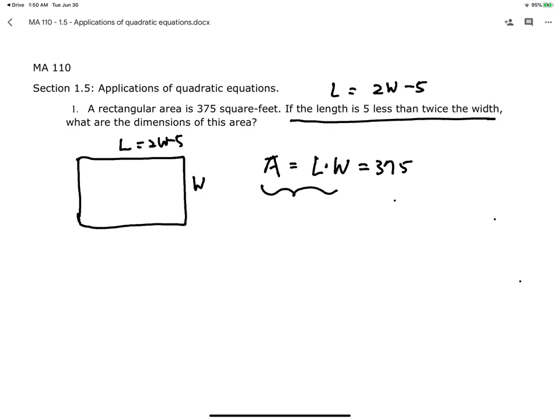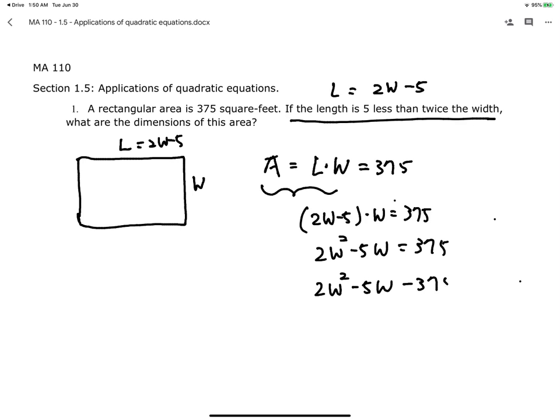So from here, I can replace the L with the 2W minus 5. So this is going to be 2W minus 5 times W equal 375. So 2W squared minus 5W is 375. And then we're going to set it equal to 0. Okay, in this case, I don't know if this is factorable or not. Usually the story problems that I try to give you are a little nice to work with. This one obviously not the case, so I'm going to use the quadratic formula just because I don't want to waste my time to see if I can factor this.